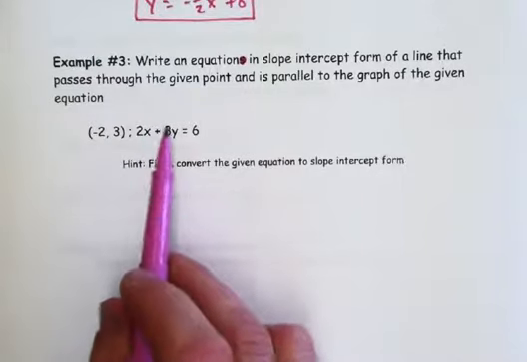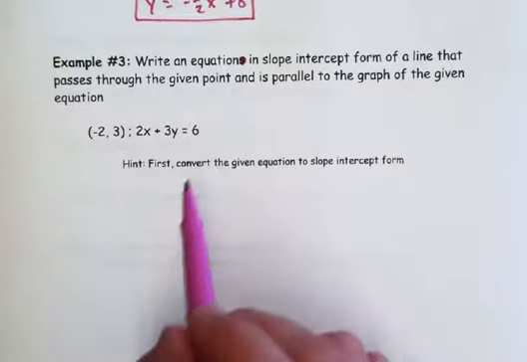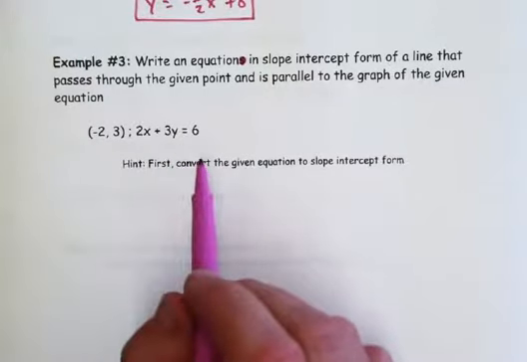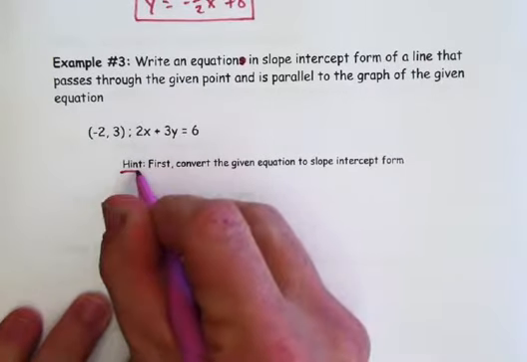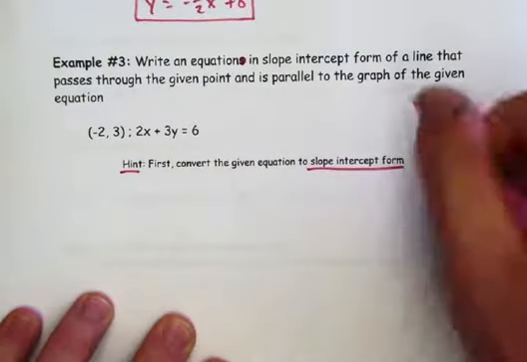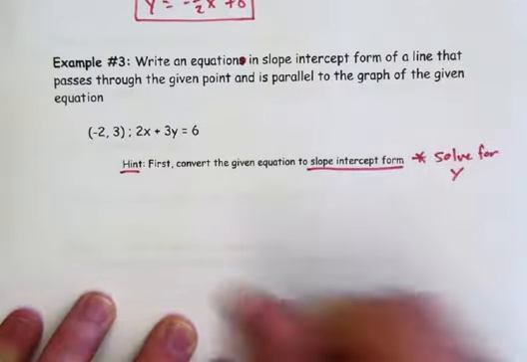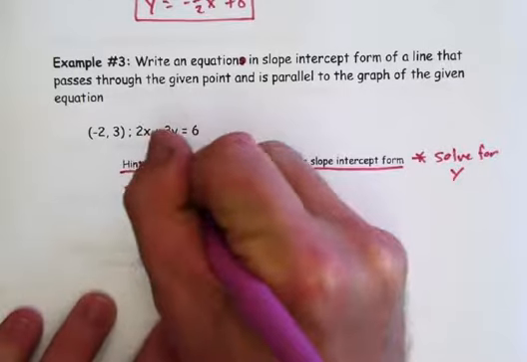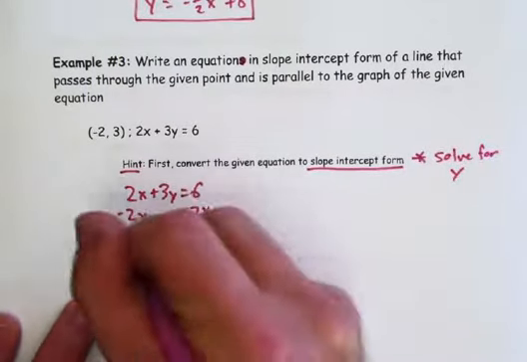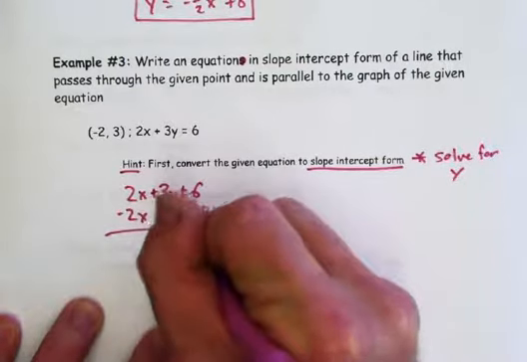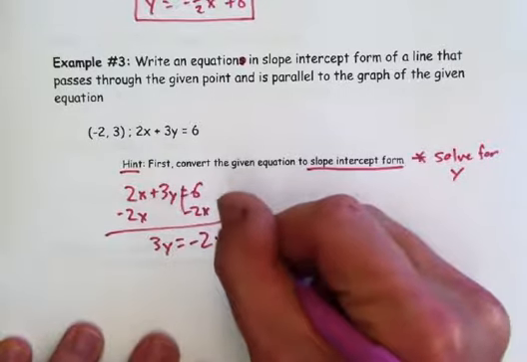Well, this is in standard form. Remember standard form, ax plus by equals c? That's better for graphing with intercepts, finding intercepts, not great for finding slope. So we have to convert. It says hint, first convert to slope-intercept form, which basically means solve for y. So I've got 2x plus 3y equals 6. I'm going to subtract 2x from both sides. I'm going to have 3y equals, I'm going to put the negative 2x first because we're used to that form, mx plus b, plus 6.